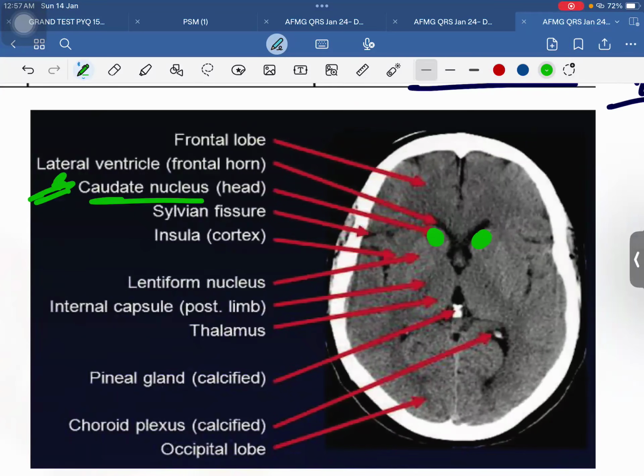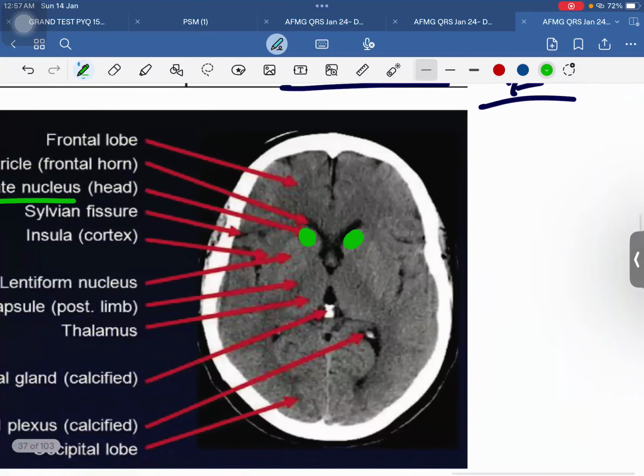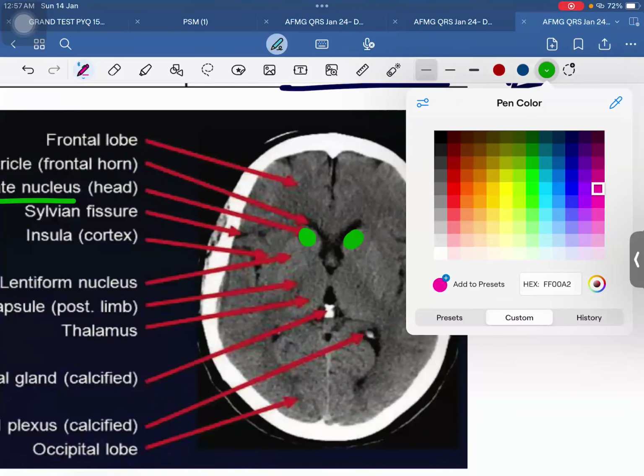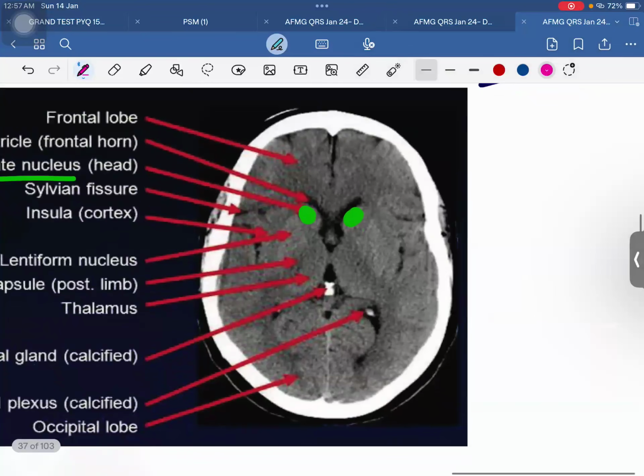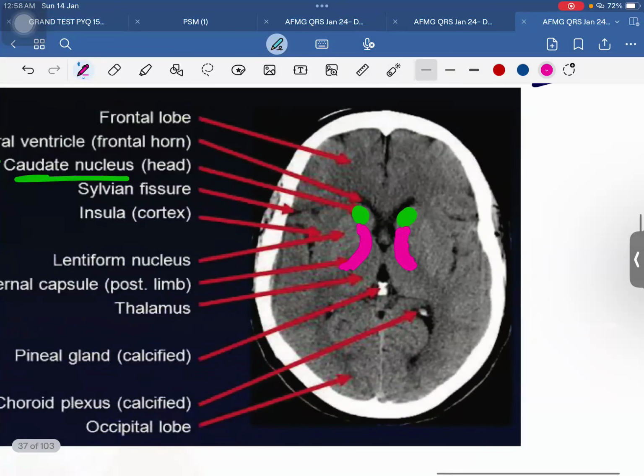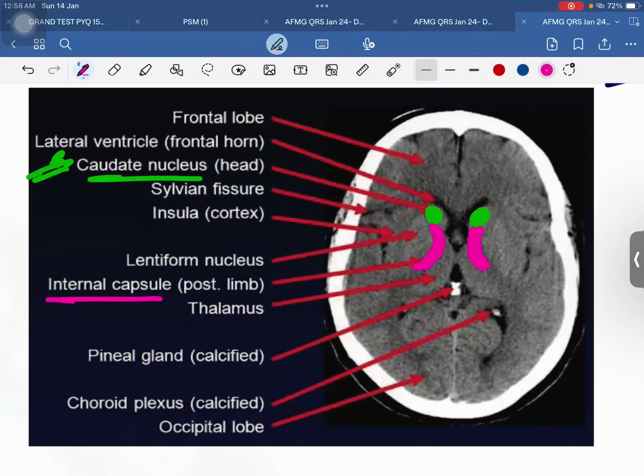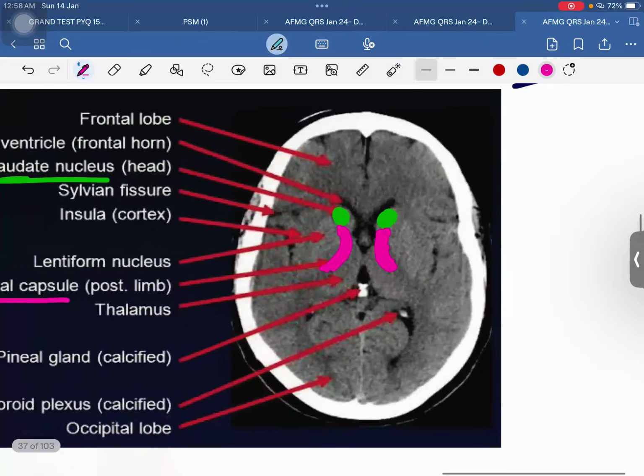And whenever there is damage to the caudate nucleus, the patient is going to suffer from chorea. Next important, just behind the caudate nucleus, this pink color structure that I'm drawing is a dense collection of fibers called the internal capsule.